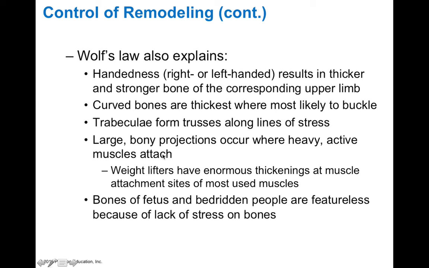In fact, when muscles get larger, bones get larger where those muscles pull. So weightlifters have enormous thickenings at muscle attachment sites. This is useful for muscles because they have more bone to attach to, and the bones can resist those stresses placed on them. Now, the bones of a fetus and of bedridden people are usually featureless because they lack stress on the bones, and the bones didn't grow or remodel in response to that stimulus, so they're practically featureless.